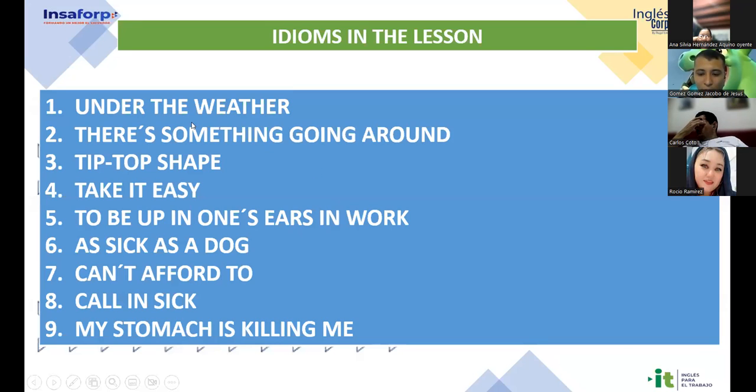Okay, these are the idioms that we studied in the class. Under the weather, there is something going around, tip-top shape, take it easy, to be up to one's ears in work. This is the example, but it's not in the eight. As sick as a dog, can afford to, calling sick, my stomach is killing me.